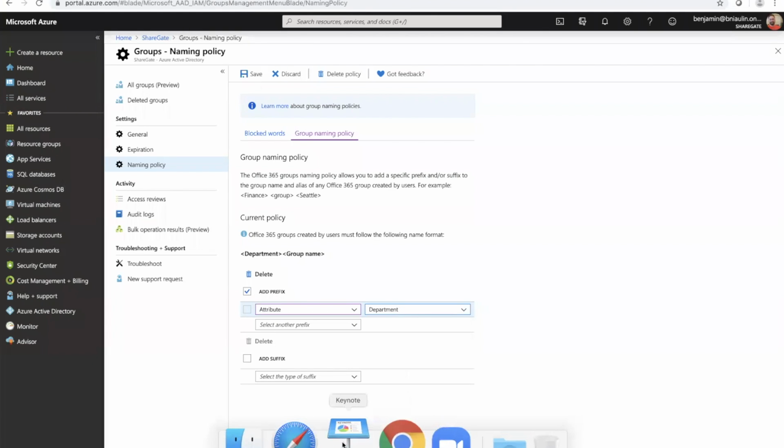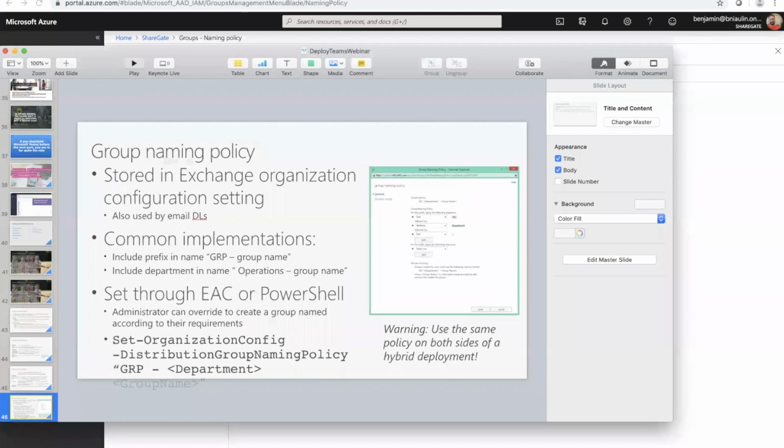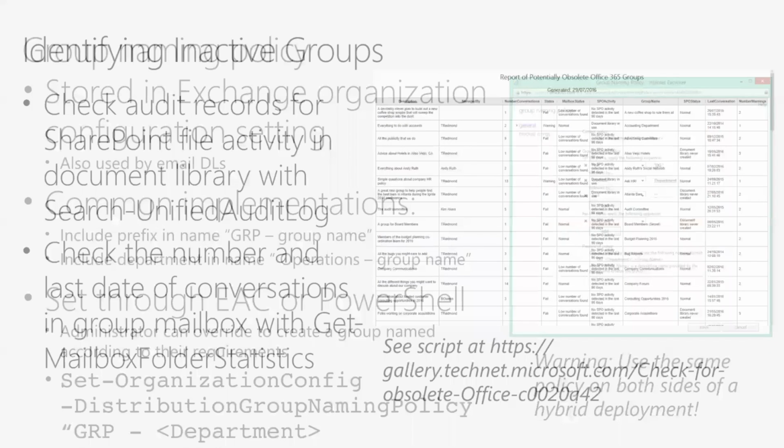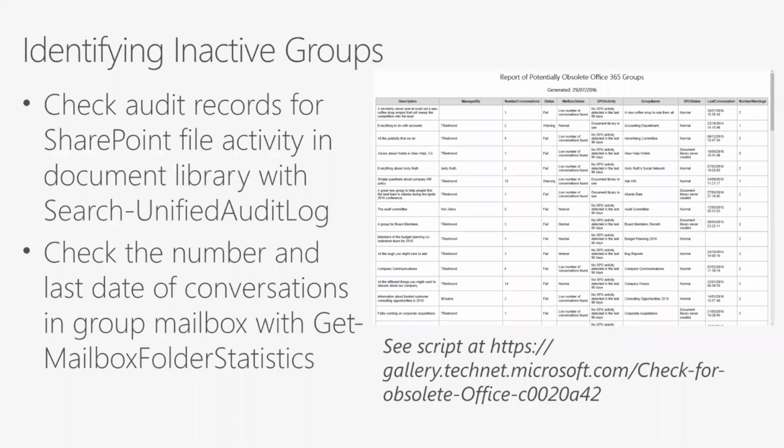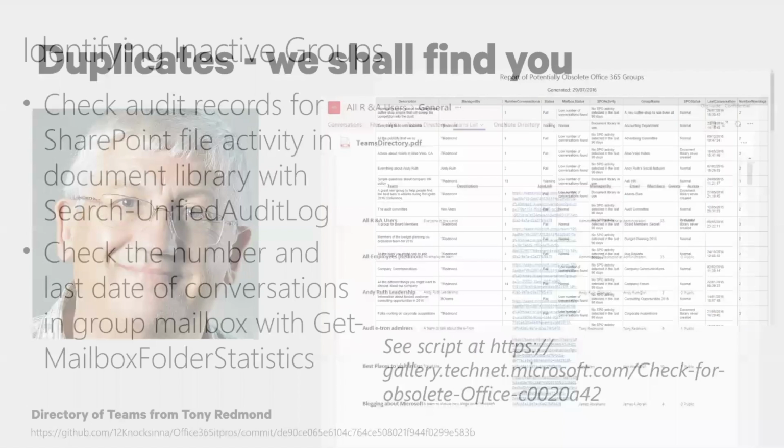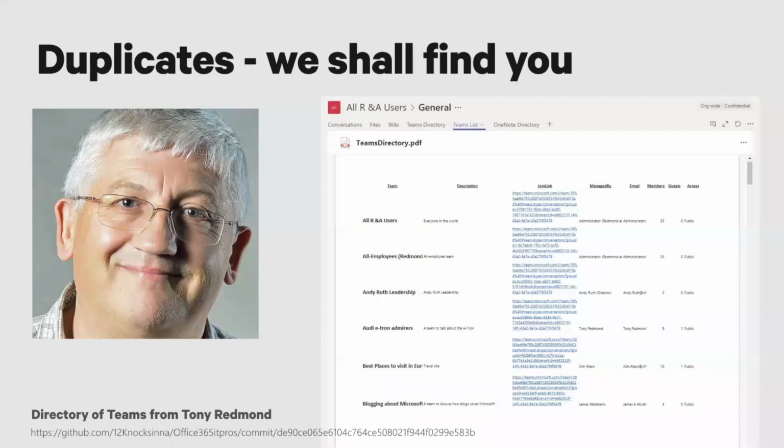Next thing is, of course, identifying inactive Office 365 groups. And there's no way, to be honest. There's a couple of scripts. I put the script here online, very difficult. There's Tony Redmond that's done that previous script, that's also done a new script on GitHub that you can go and download.